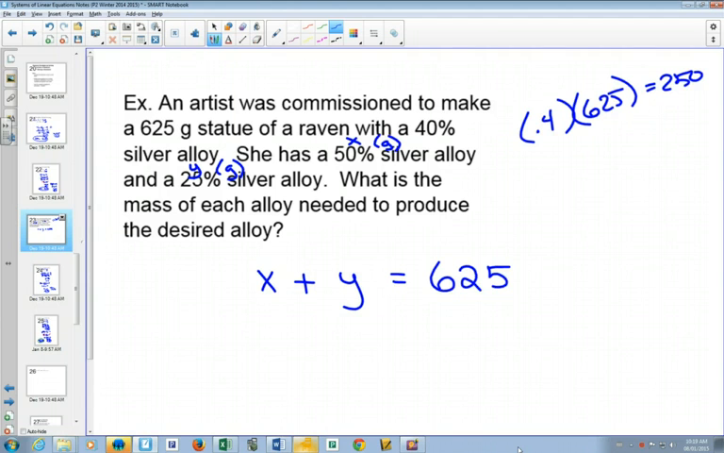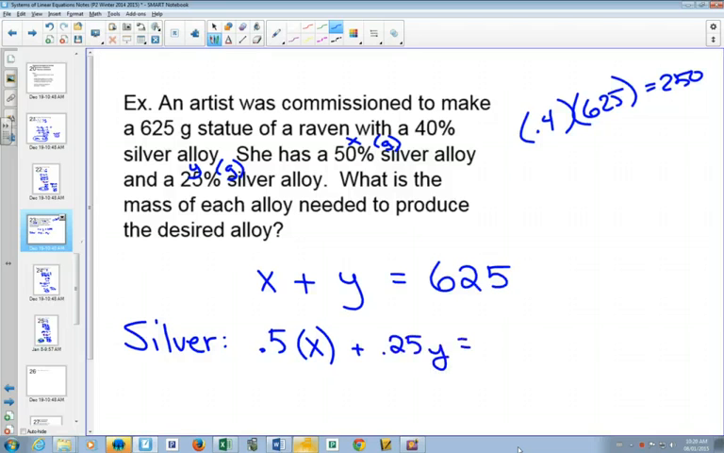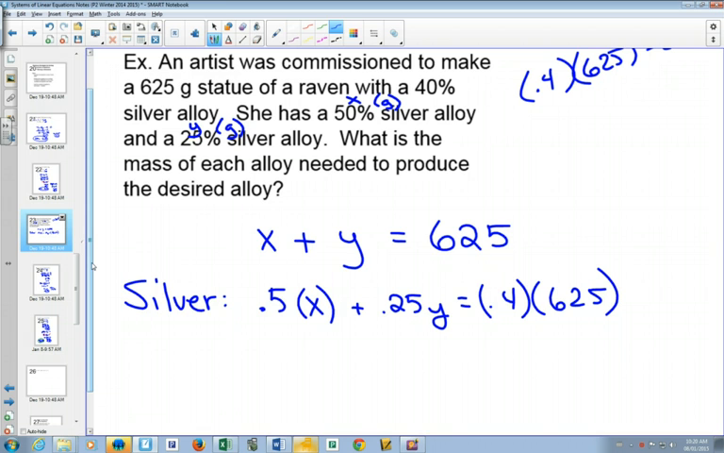Now, 50% of this will be silver, and 25% of this will be silver. So if we write an equation that's just thinking about silver, the silver out of the first one will be 0.5 times x, and the silver out of the second one will be 0.25 times y. And we need the whole thing silver, which we already figured out was 250, is going to be 0.4 of 625. This is my equation 1. This is my equation 2.